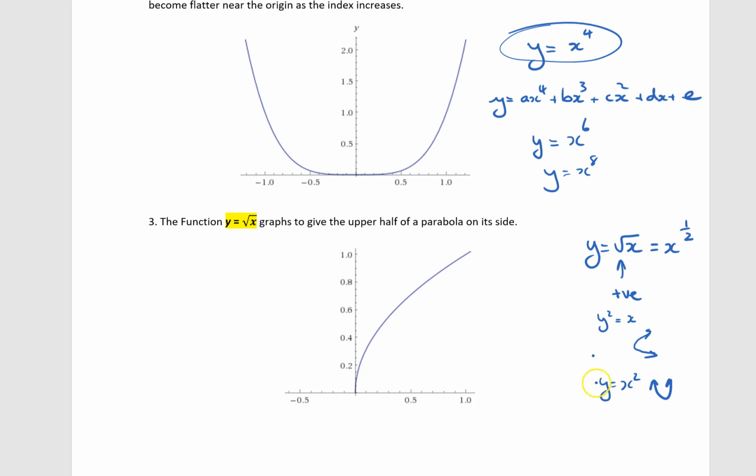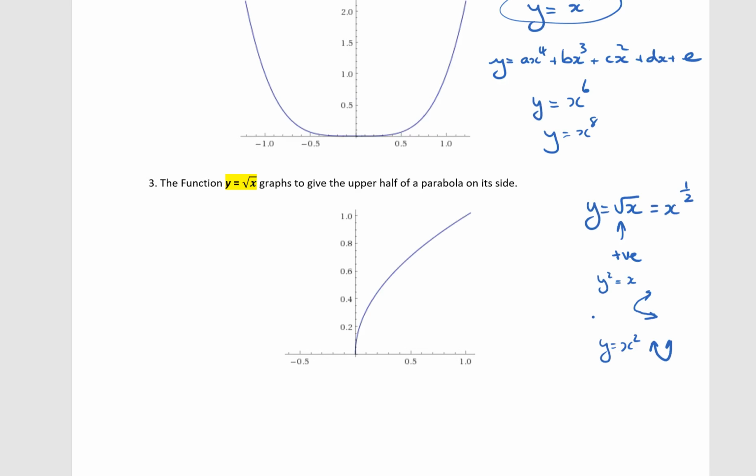We know that y equals x squared is a parabola like this. Then when you swap the x and the y to be x is y squared, the parabola goes to its side, and if you then take the square root of both sides, so it goes back to y equals square root of x, then it is just, as you can see here in the graph, the positive side of the parabola.